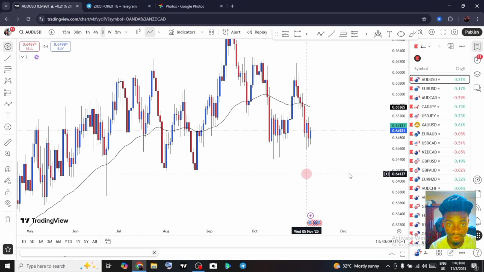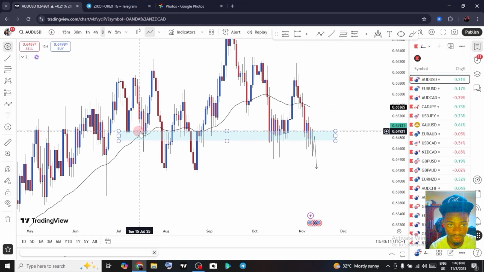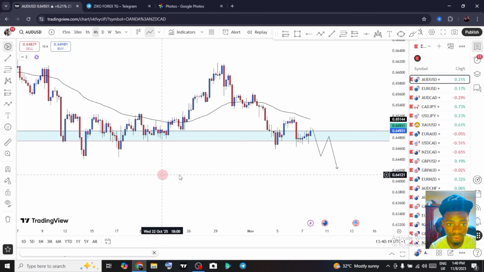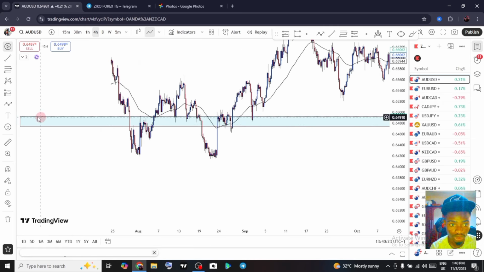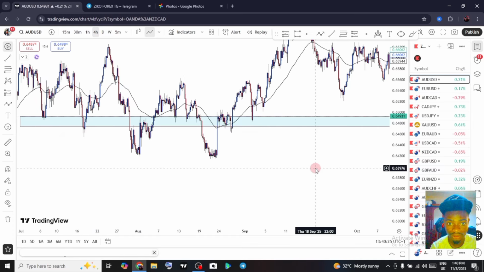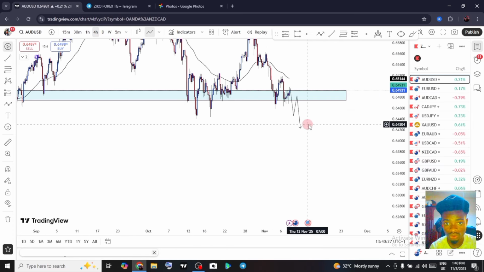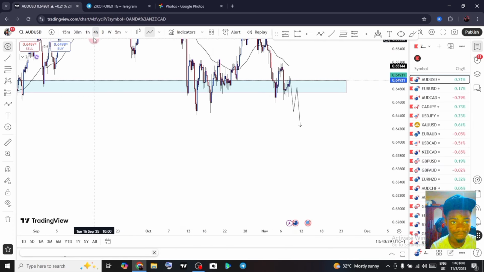If I check on a daily time frame, you can see that the area of interest is a very valid one, right? So what I'll simply be looking for is a way to continue selling. If you look on the daily time frame, on the 4 hour time frame, you can also see that area of interest has multiple reactions from that same area right here, right? So I'm willing to continue selling this market.